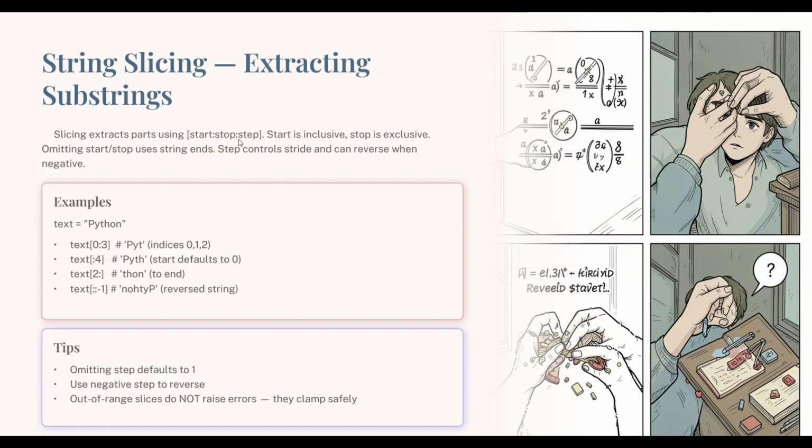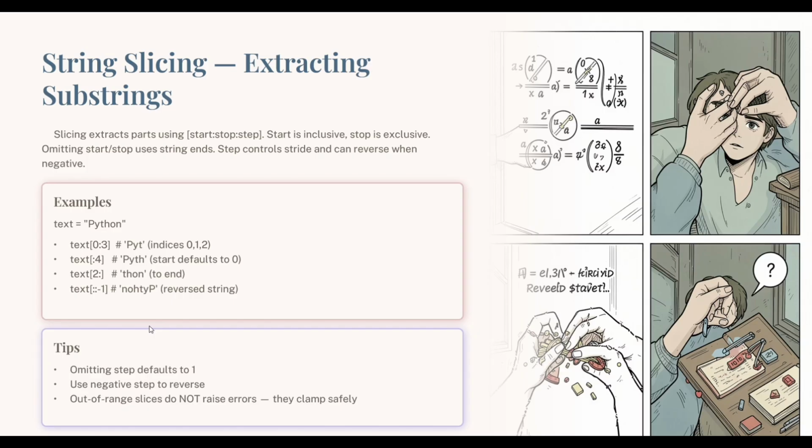Important point: the stop index is not included. Example, text is equal to "Python", text[0:3]. So the indexes selected are 0, 1, 2. So the characters will be PYT. The character at index 3 is not included.